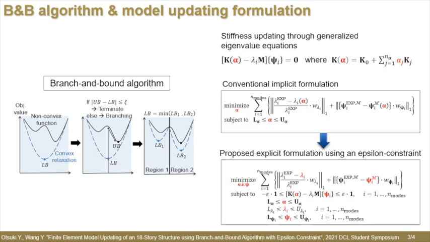To apply the B and B, we also propose the reformulation of the conventional model updating formulation using an epsilon constraint. The key here is that in the conventional form, the generalized eigenvalue equation was considered implicitly at every iteration, but in the proposed approach, we convert it explicitly using epsilon constraint.